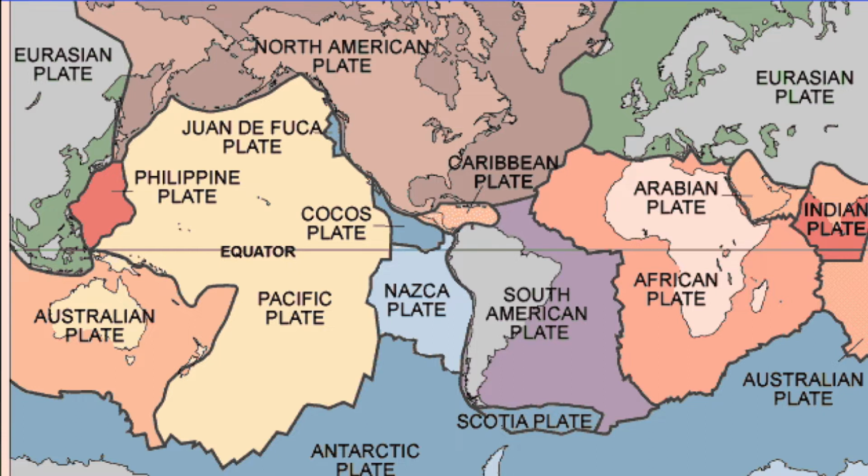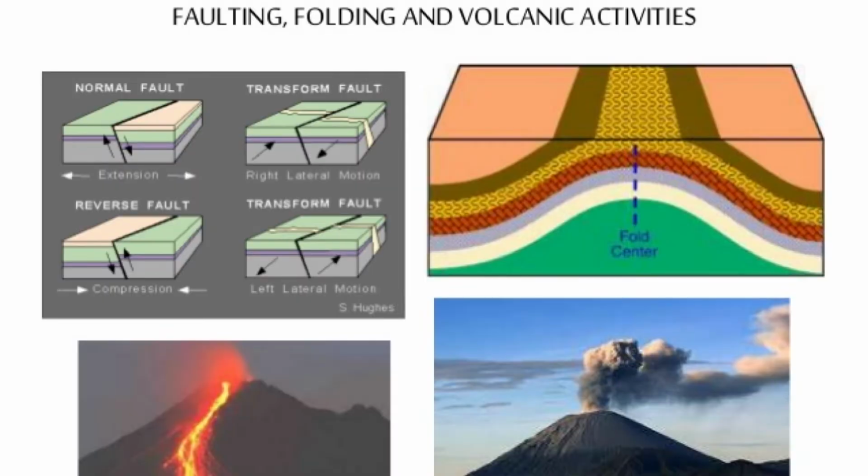Due to the tectonic movement of these plates, different other forms have resulted, like folding, faulting and volcanic activity. Coming to the first one, folding: how does it happen? When two plates move towards each other, they form a convergent boundary, and that results in the formation of mountains. The second one is faulting: when two plates move away from each other, that results in faulting, which results in block mountains.